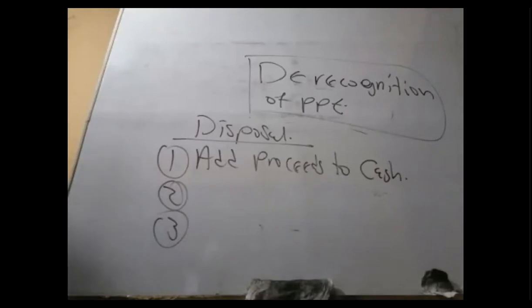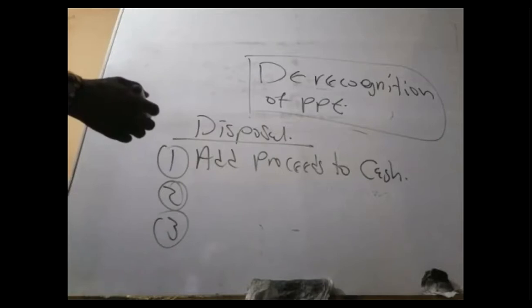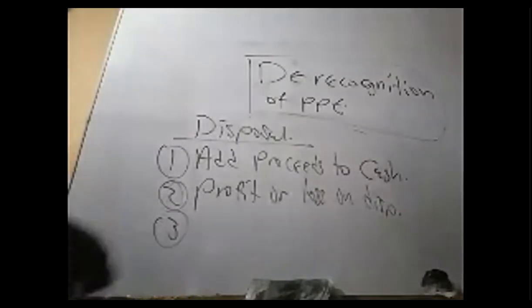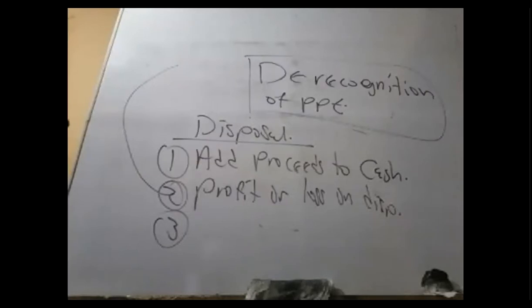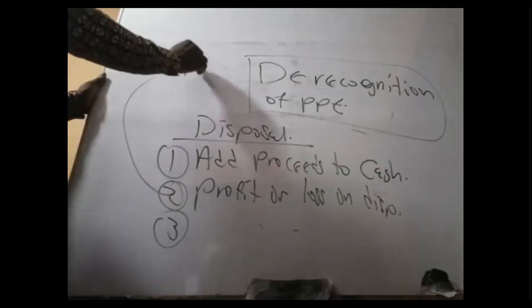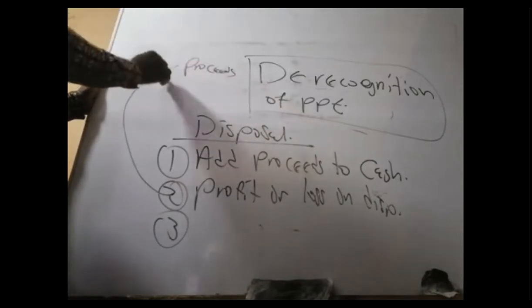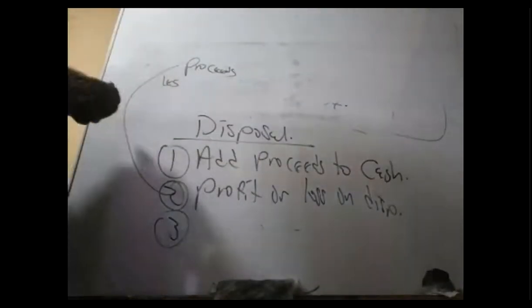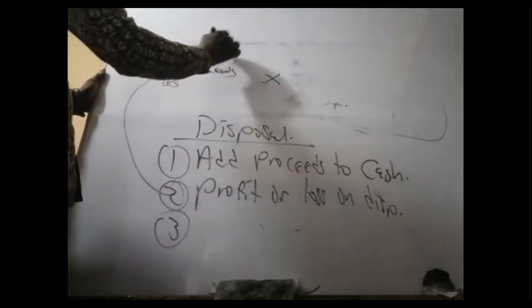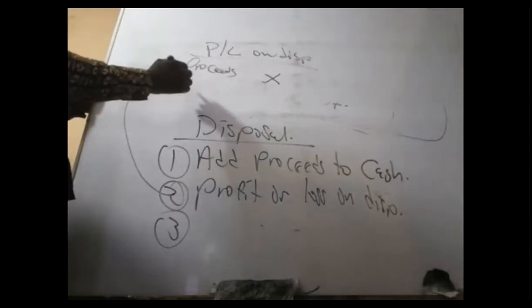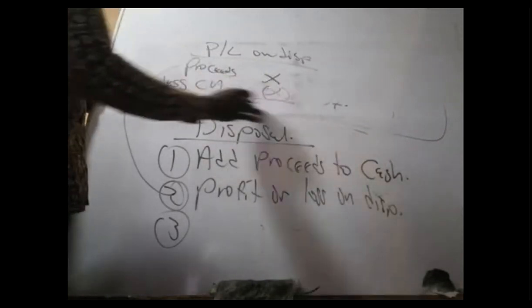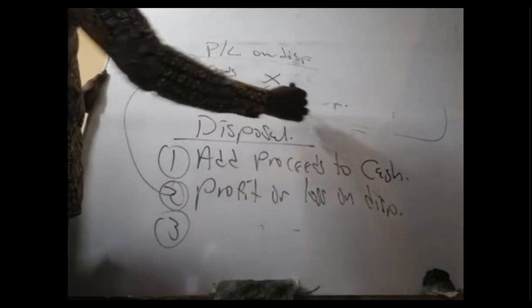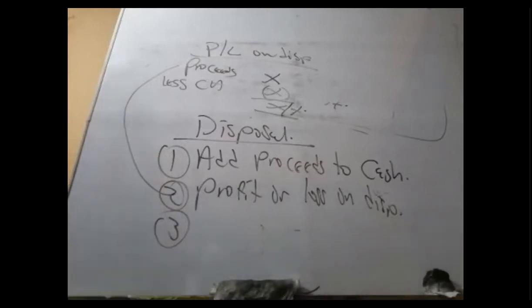Second, calculate the profit or loss on disposal. How do you calculate the profit or loss on disposal? The profit or loss on disposal is equal to the proceeds less the carrying amount of the asset at the date of disposal. So you get a profit or loss. If it's a profit, add it to other income. If it's a loss, just add it to operating expenses.